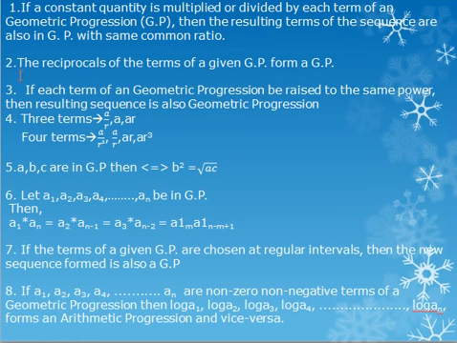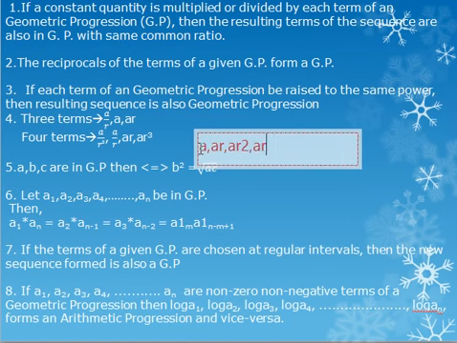Second, the reciprocals of the terms of a GP form a GP. So a1, a2, a3 and so on, an are in GP, and then 1 by a1, 1 by a2, 1 by a3 and so on, 1 by an are also in geometric progression. Now, if each term of a geometric progression is raised to the same power, then the resulting sequence is also a geometric progression.